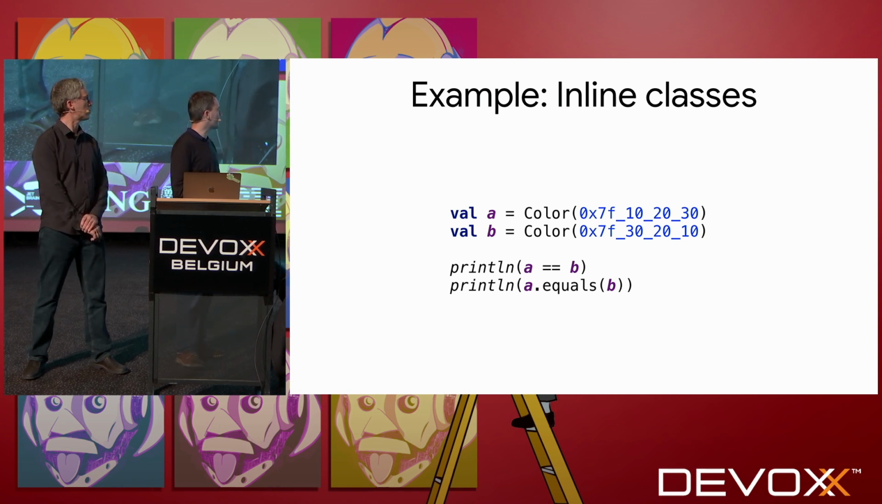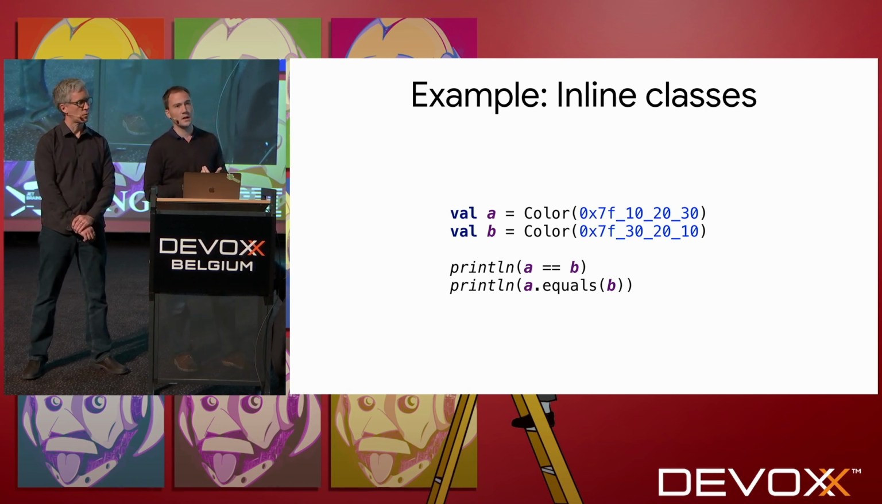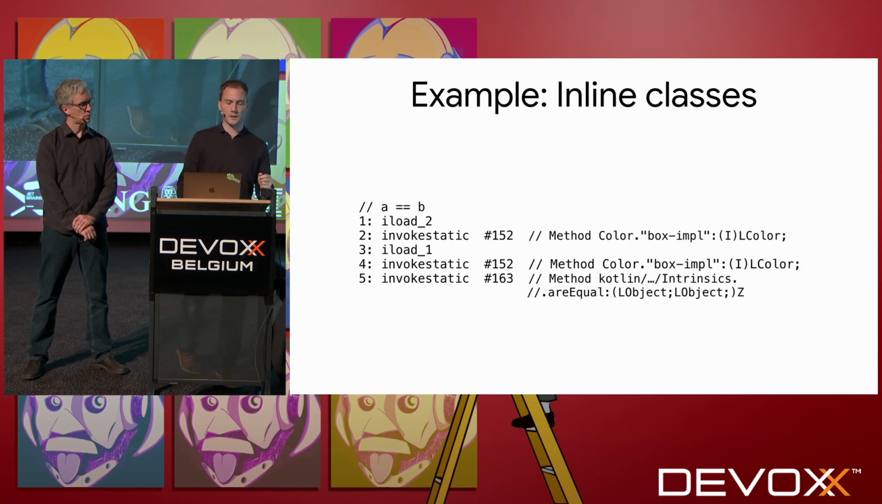So here, for instance, I created 2 instances of my color class, and I want to compare them. In one case, I call equals, which in Kotlin is the same, or should be the same as calling dot equals with more or less nullability taken into account. And then I call dot equals manually. So first, what happens when we call equals?